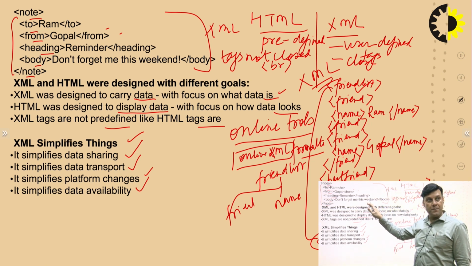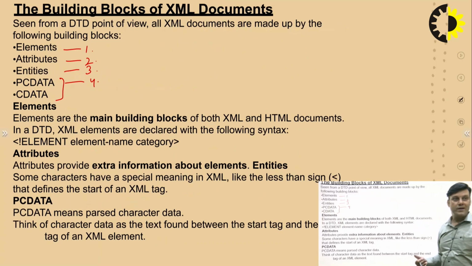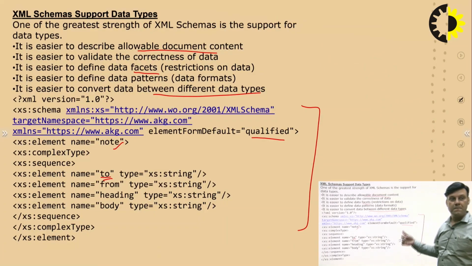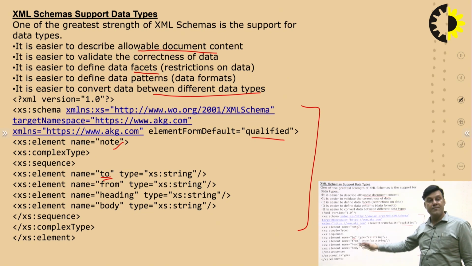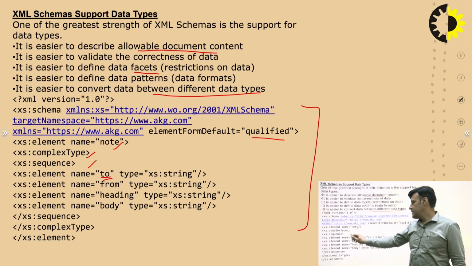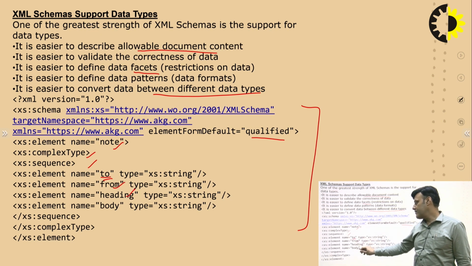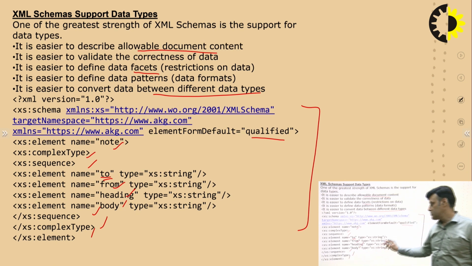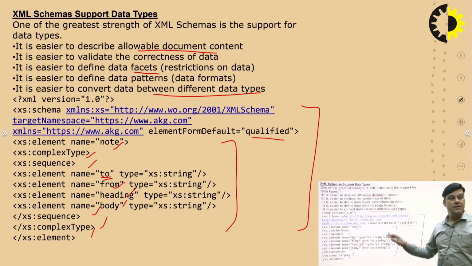You just open Google and type XML schema generator. You will copy this XML file and then the schema will be generated automatically. Or you can write it yourself. This type of schema will be generated by that online tool. Although it is usual practice that the developer will always provide the schema with that XML file also. Complex type, sequence, to, subtag, from, heading, body, sequence close, complex type close, element. So the example which we have taken initially, that XML file's schema looks like this.